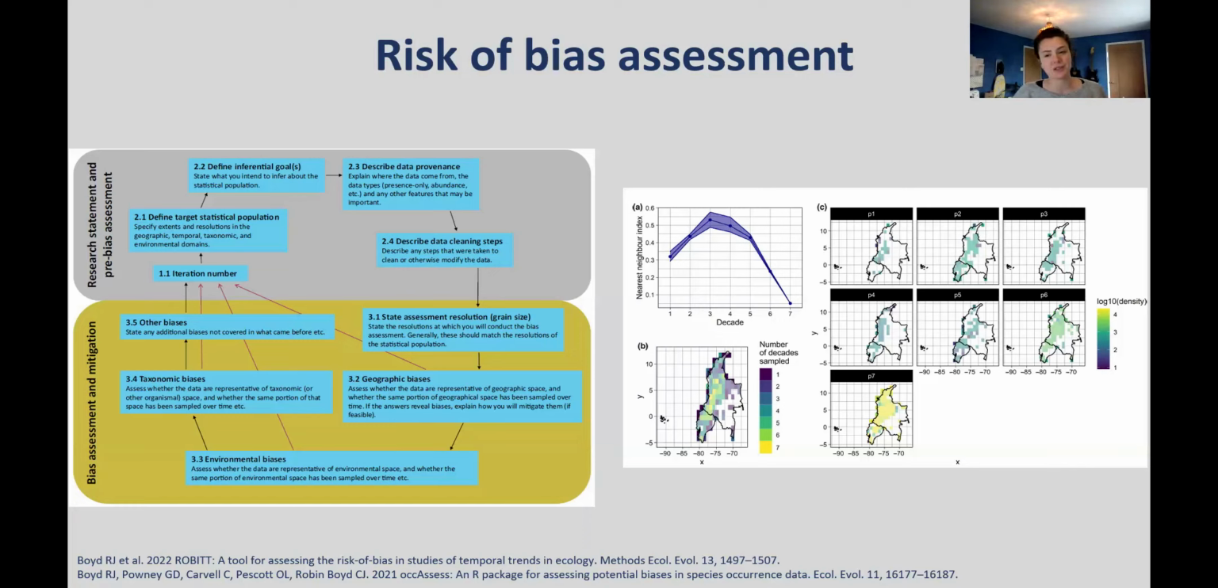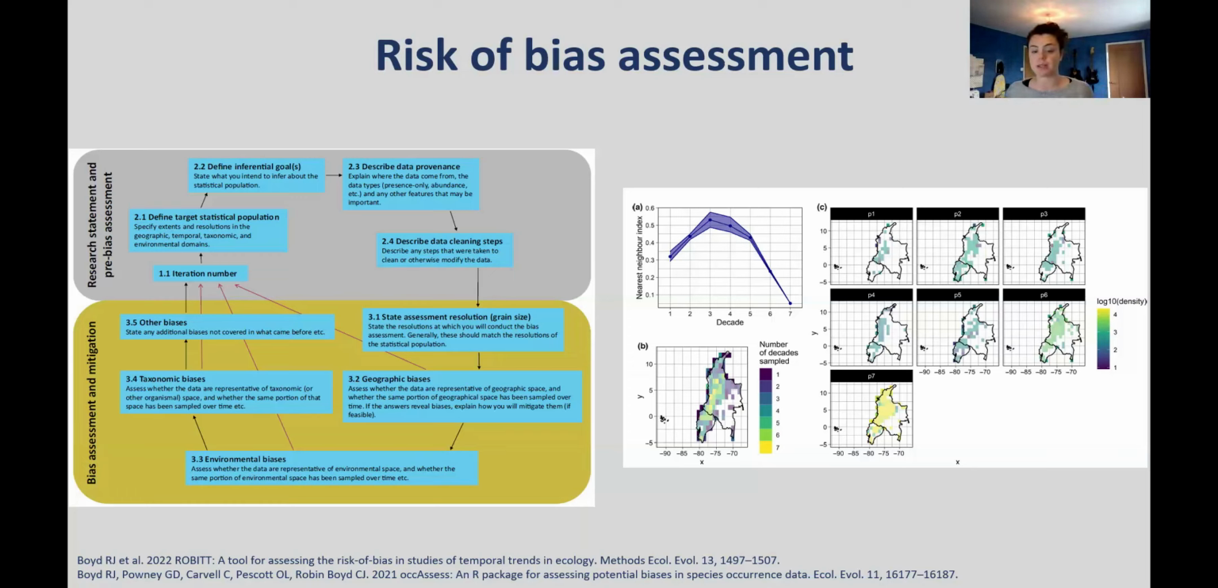Now, other disciplines such as medicine, for example, are a lot ahead of us in ecology, and they've been using standardized risk of bias assessments for a long time. So ecology is lagging a bit behind. That's why my colleagues produced this tool for assessing the risk of bias in studies of temporal trends in ecology that is called the ROBIT.